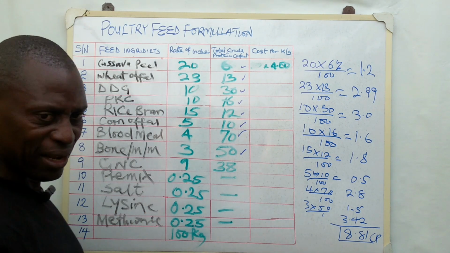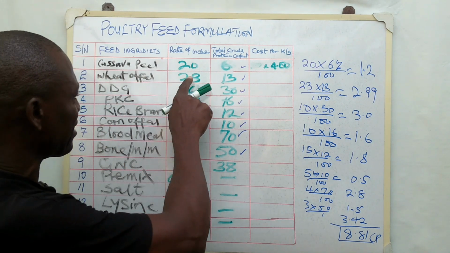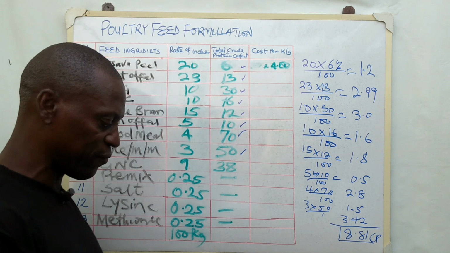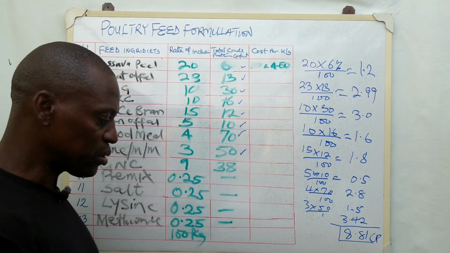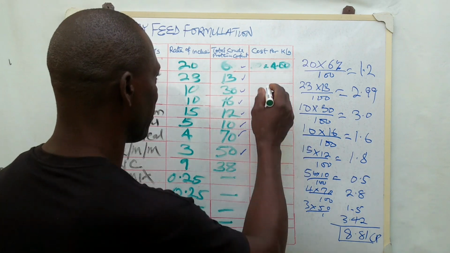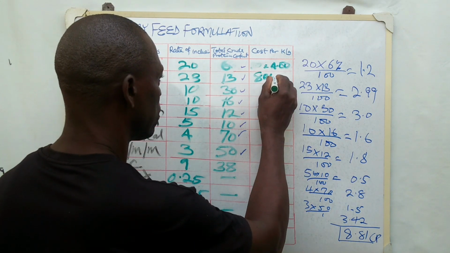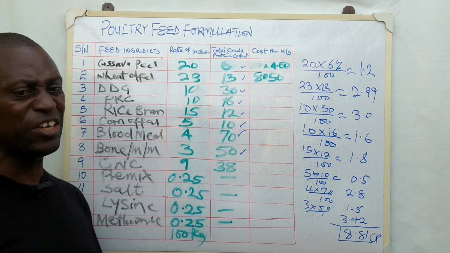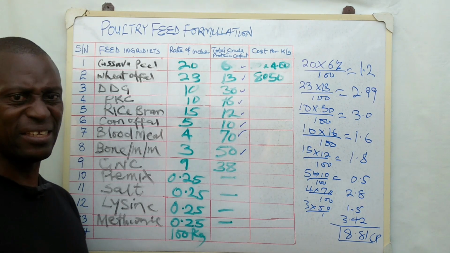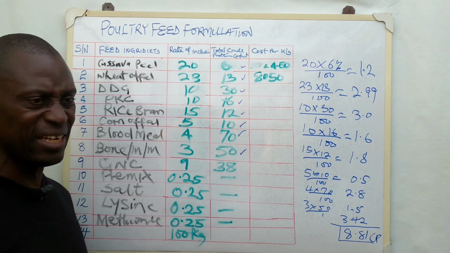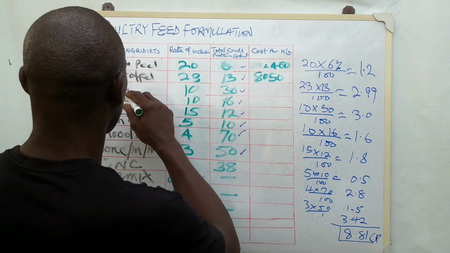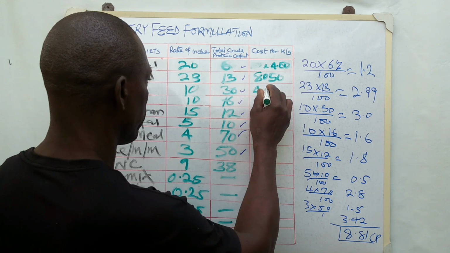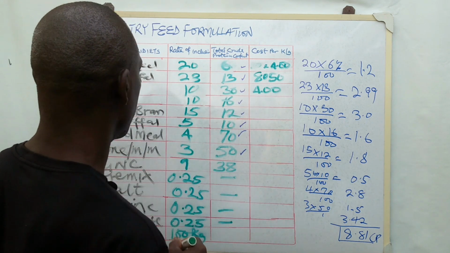Now wheat offal, 350 naira times 23, equals 8,050 naira. Now this last dry grain here is very cheap in my area. It's about 40 naira per kilo. This will give us 40 times 10, which is 400 naira.